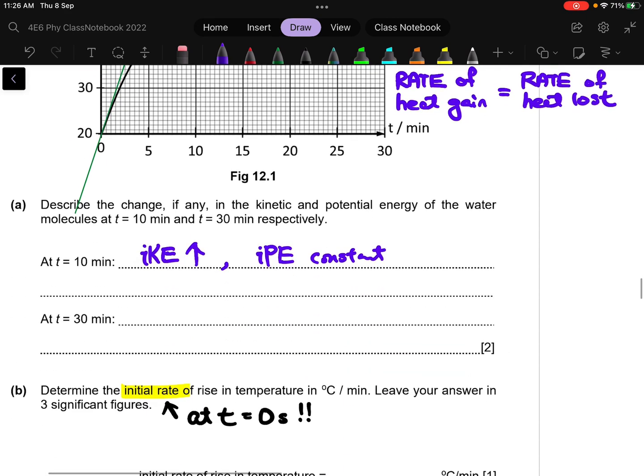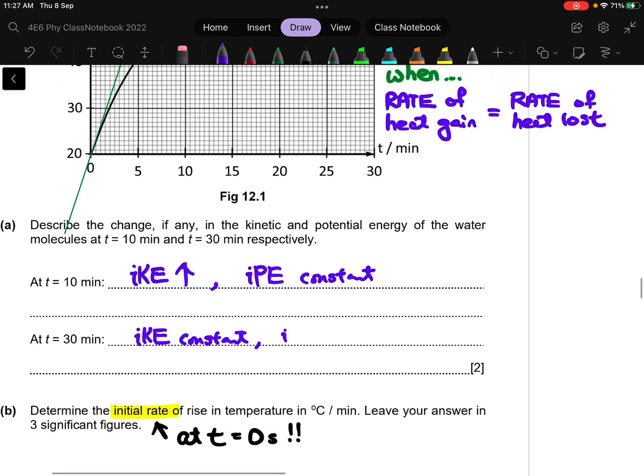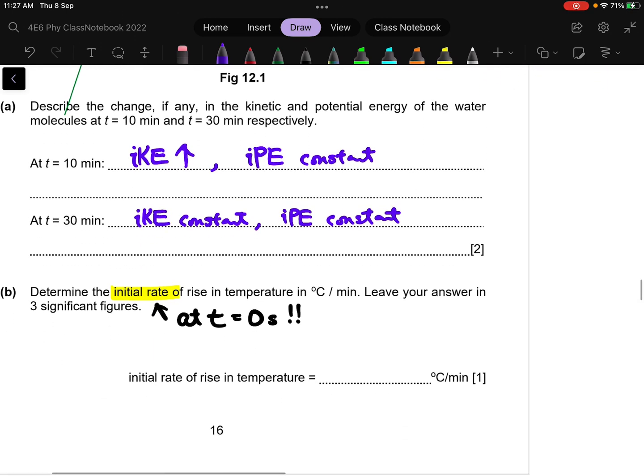And when they ask you at the 30th minute, when the temperature is constant, you would know that your IKE is constant. There is no state change actually. So you need to recognize that this is not the boiling point, and so your IPE is also constant. And that is where most of you got it wrong. So where does the energy supplied to the water go to? Well, it is being lost to the surrounding, right?